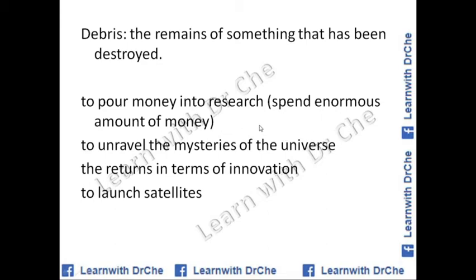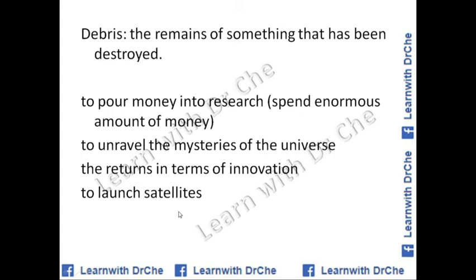When you're talking about space, IELTS or TOEFL, or any other English language test, asks what are the advantages and disadvantages of space exploration. So, to pour money into research, to spend an enormous amount of money. To unravel the mysteries of the universe. Look at the spelling of unravel. The returns in terms of innovation, with double N, innovation.